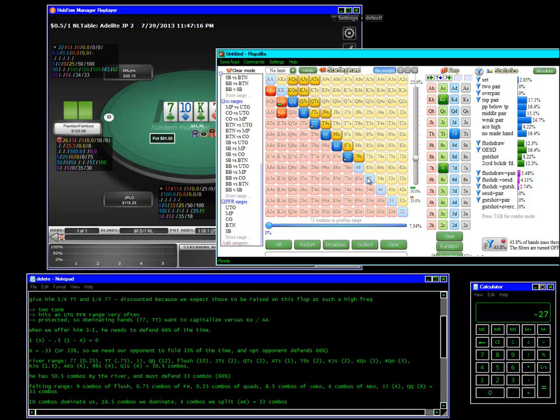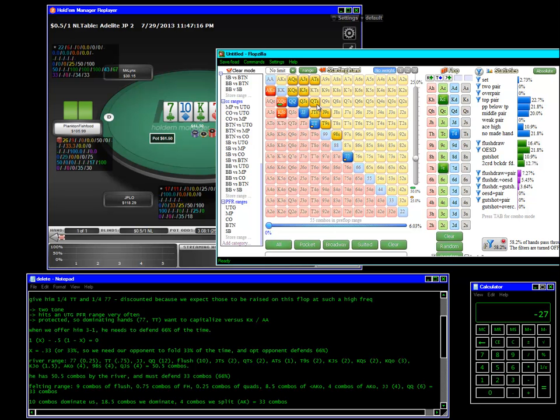Sixes and fives, he folds. 7-6, he folds. 8-7, he folds. 9-8 suited, that's a draw right there, so that's good. 10-9 suited, pair of tens, and he's gonna have the flush draw too. Jack-9 suited, he's gonna have the flush draw. Jack-10 suited, flush draw plus pair sometimes.